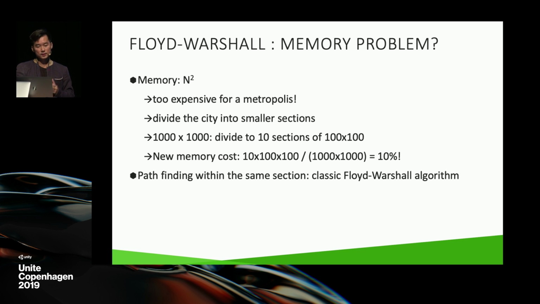So let's say we divide it into 10 sections, and we receive a path request with a source and destination that sit in the same section. That is very lucky. We can simply query the cache and give the answer. Just use the classic Floyd-Warshall algorithm directly. The problem now is how do we perform pathfinding between different sections?